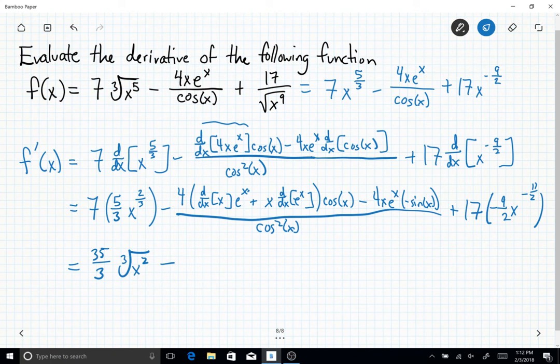So in the next part, what happens? We get 4 times e to the x plus x e to the x, because the derivative of e to the x is e to the x, and then times cosine of x minus a minus, because you have that minus sign sitting there. That's going to be plus 4x e to the x sine of x, all over cosine squared x.